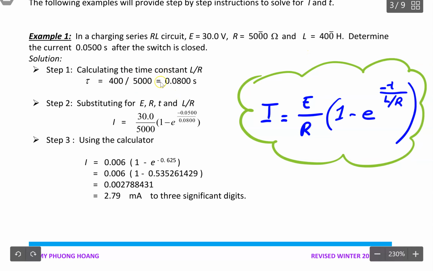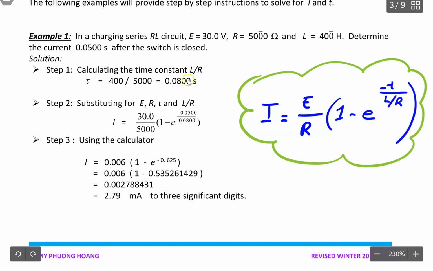I end up with these values again. I don't work with engineering notation, so I just have ohm, I just have Henry. So my answer, I can have it in seconds. If you turn on your calculator and put it in engineering notation mode, you will see that it turned into 80 milliseconds. 80 milliseconds is the same as 0.0800 second. I write it in three significant digits just to remind everyone.